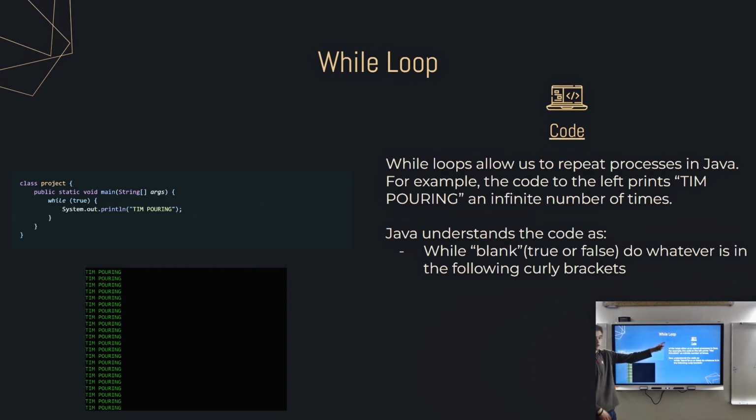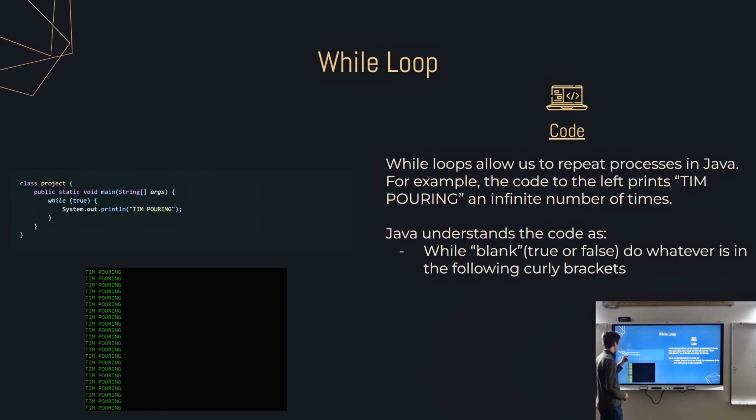Once again, the code is in the top right on that code link, and the presentation is in the description. As you can see right here, ignoring the top two lines, the bottom two lines show while, and then in parentheses, true. Then we have the curly bracket and the closing curly bracket. Within that, we have System.out.println("temporing"). What this will do is read this and continually do what's within those curly brackets infinitely until we tell the program to stop.